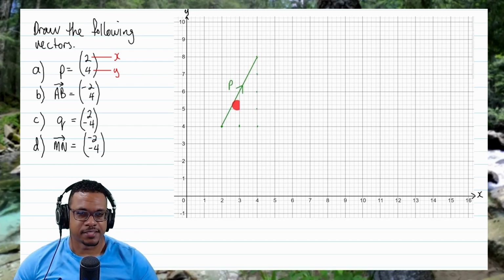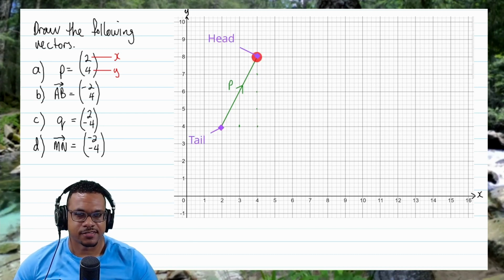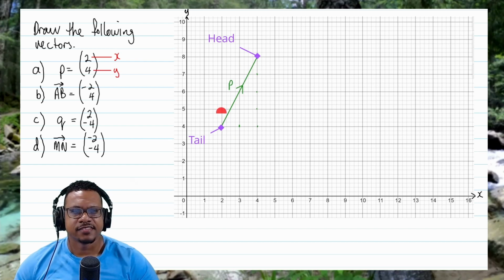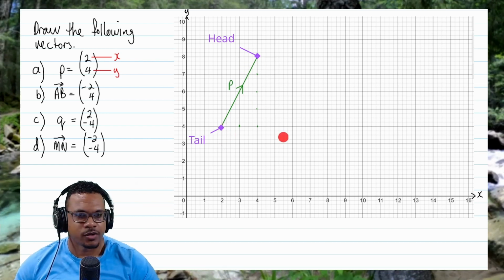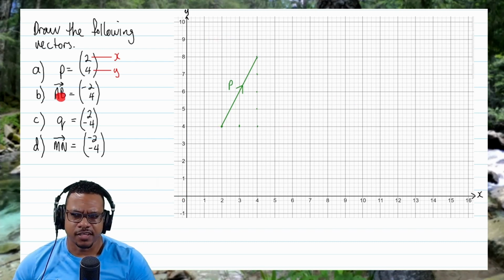So here I'll have my displacement vector P with 2 units on the x going to the right because positive 2, and positive 4 units on the y, so we went 4 units upwards. Now bear in mind, this is the tail of the vector and this is the head of the vector. So when we are drawing a vector, we start with the tail first. And again, this is a displacement vector because the tail of the vector can be anywhere on the Cartesian plane except the origin.